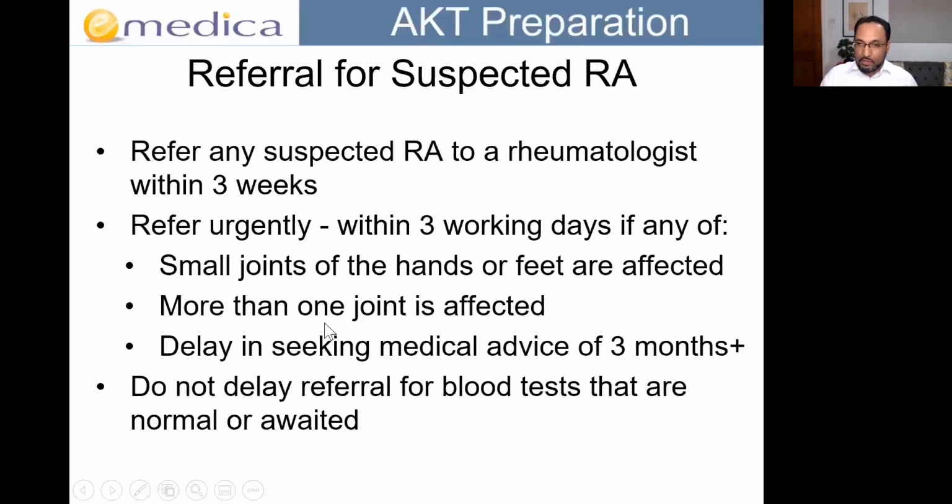So anyone with suspected rheumatoid arthritis, refer within 3 weeks, but who to refer within 3 days? What are the red flags? The small joints of the hands or the feet have been affected. More than one joint is already affected at presentation, or they've already had symptoms for at least 3 months, i.e. they may well have significant progression of disease. So we want to get them seen as soon as possible so they can get onto disease-modifying anti-rheumatic drugs, which is why you don't wait for blood test results before you do the referral, because that could mean that they have more progression of disease, okay?